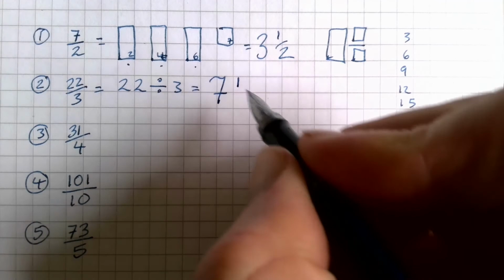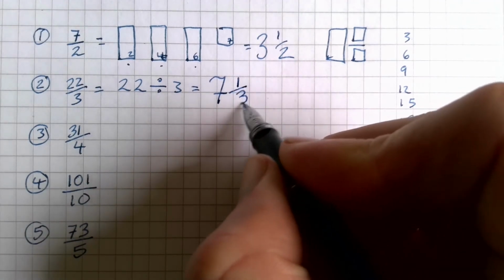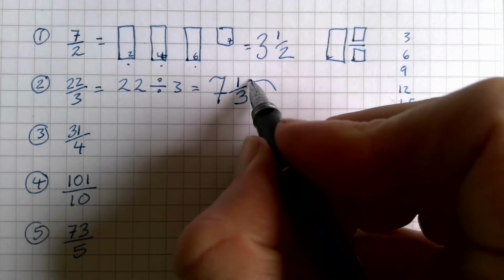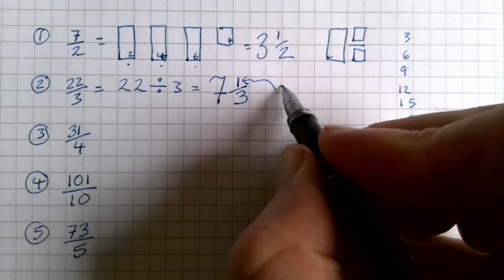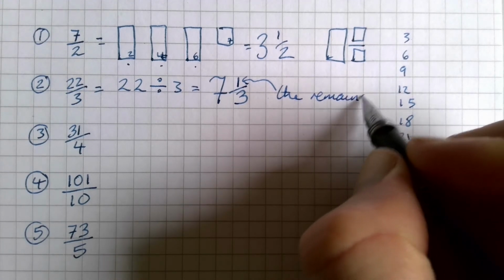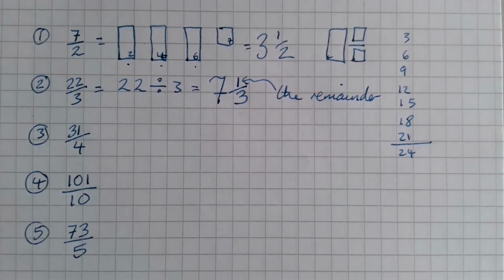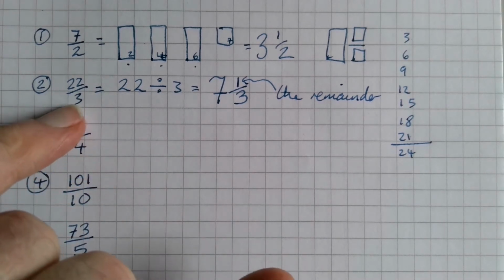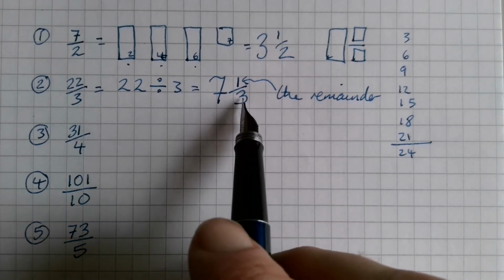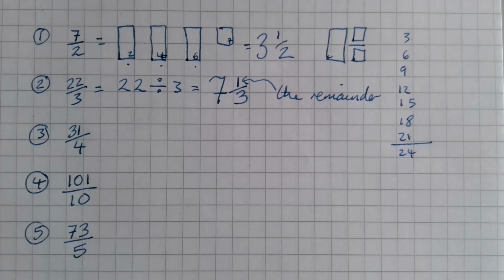And I've got 1 left over. And that 1 remainder is my 1/3. So that is the remainder. And it's better than saying remainder 1, because when you say remainder 1, it's a different amount depending on how big the number is in the denominator box. Because the bigger that number is, the smaller it is when you share 1 amongst it.